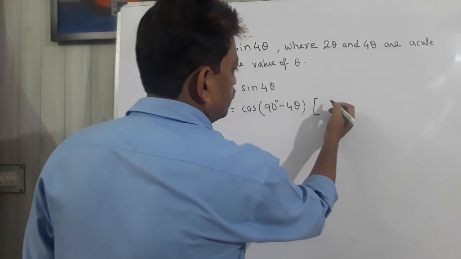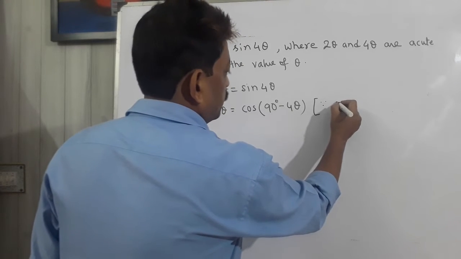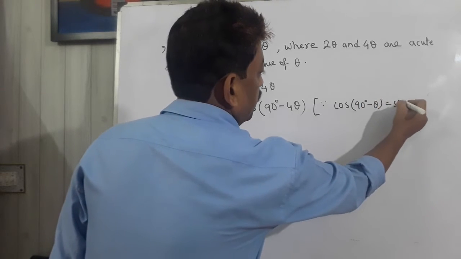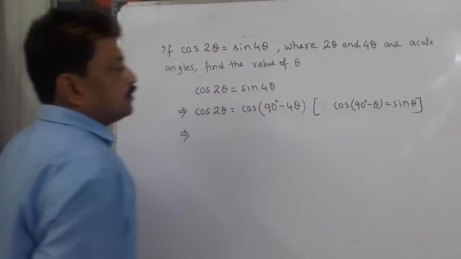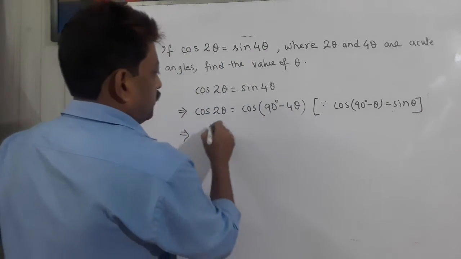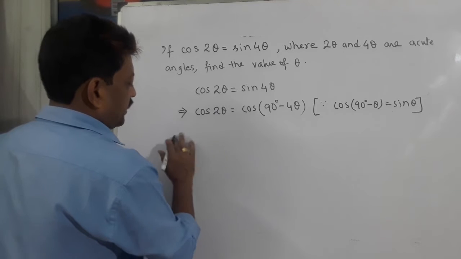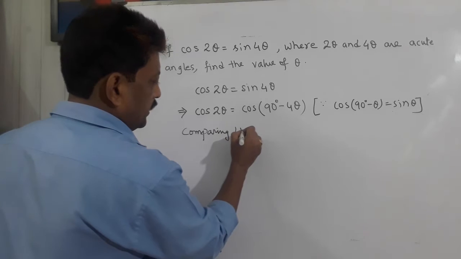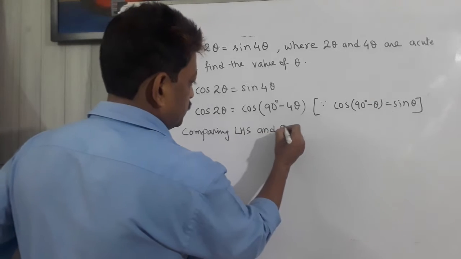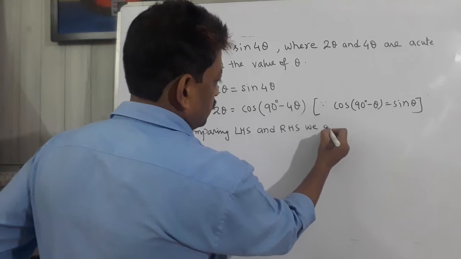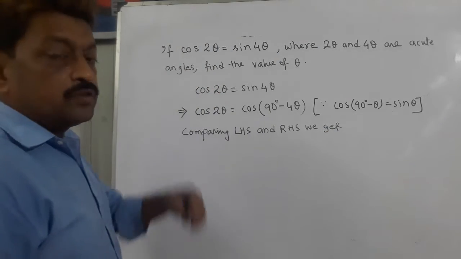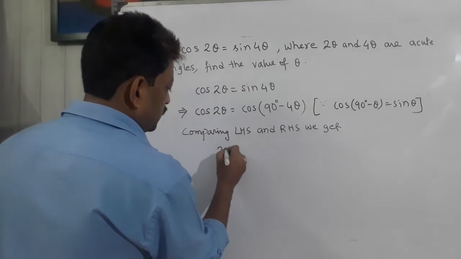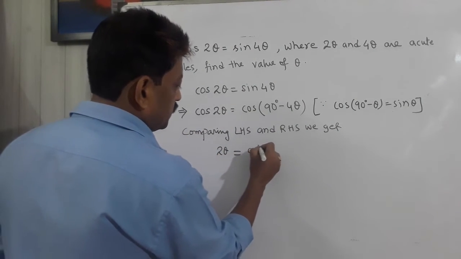Write down the reason here also. Since cos (90 degrees minus theta) is equals to sin theta, we have used this formula. Now if we compare both the LHS and RHS, from both sides this cos will be eliminated, and the only part left will be 2 theta equals 90 degrees minus 4 theta.